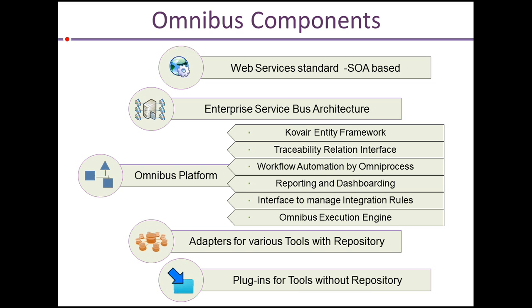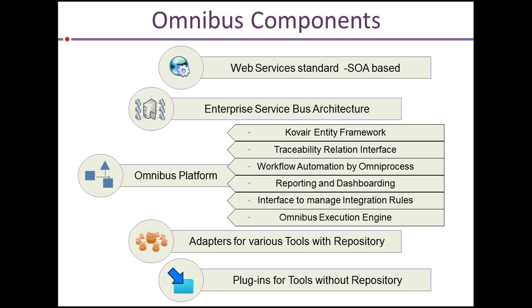One very important point here is that unlike point-to-point integration, where the business rules, how and when the data will be flowing from one tool to another tool, are hard-coded in the integration itself, in the case of Omnibus the adapters are actually very thin-layered. It just exposes the data layer of each of these tools. The actual business rule of how and when the data will be flowing from one tool to another tool is managed by the Omnibus platform and managed by the end users using a drag and drop interface. That makes it much easier to maintain an integration.